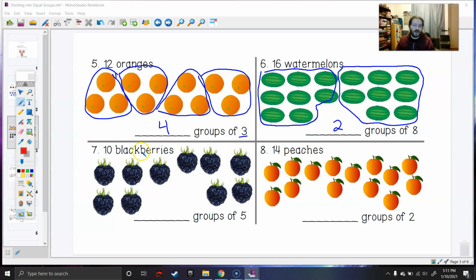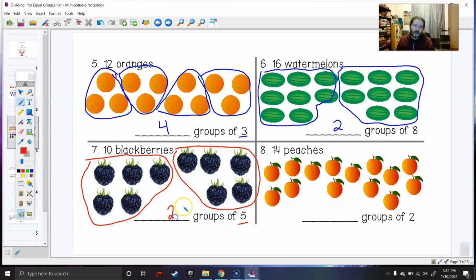10 blackberries. We're looking for how many groups of 5. So we have 1, 2, 3, 4, 5 in our first group. 1, 2, 3, 4, 5 in our second group. So we have 2 groups of 5.